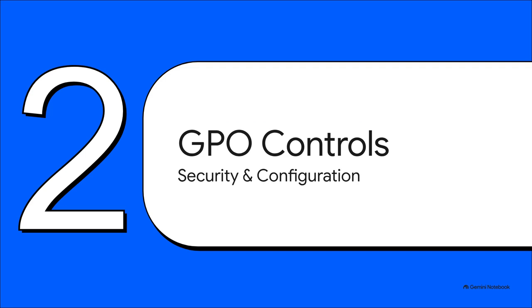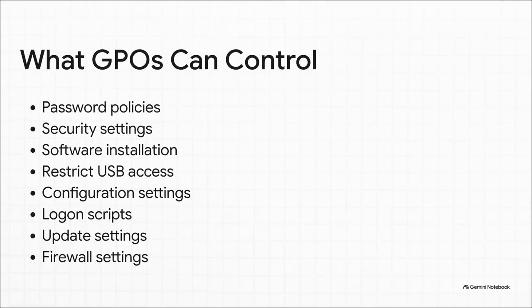Moving right along to Section 2. What can GPOs actually control? Let's look at your security and configuration options. When you look at these capabilities, it's like looking at a giant control panel for your network, and we can visually drop these into a few main buckets on our map.